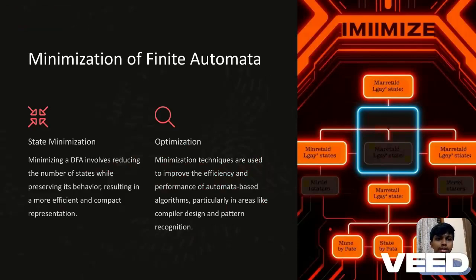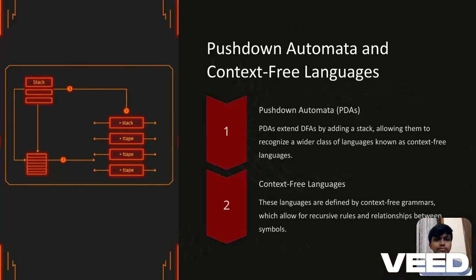Minimization of finite automata. In this, we have state minimization and optimization. Minimizing a DFA involves reducing the number of states while preserving its behavior, resulting in a more efficient and compact representation. Minimization techniques are used to improve the efficiency and performance of automata-based algorithms, particularly in areas like compiler design and pattern recognition.